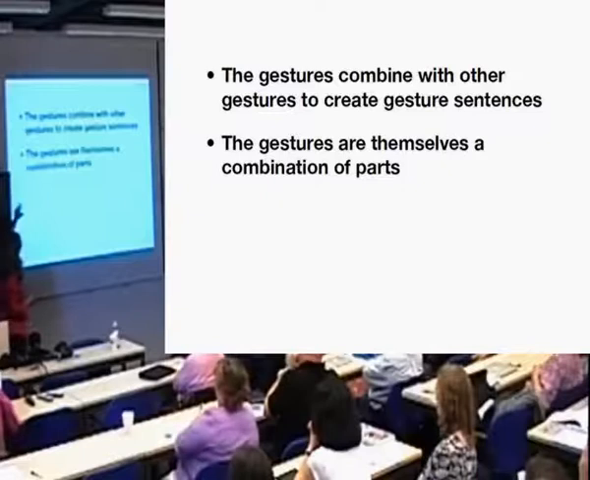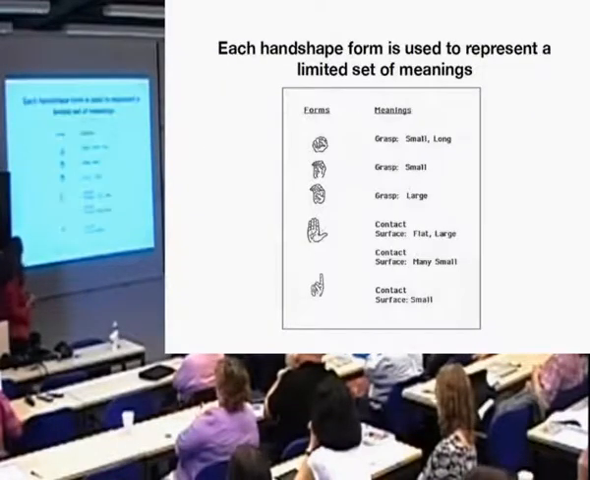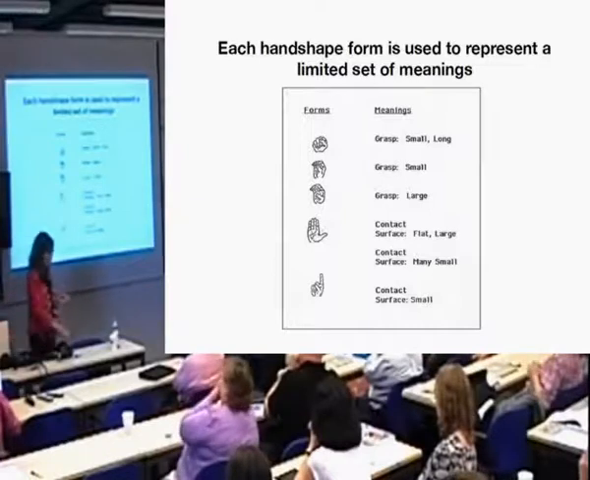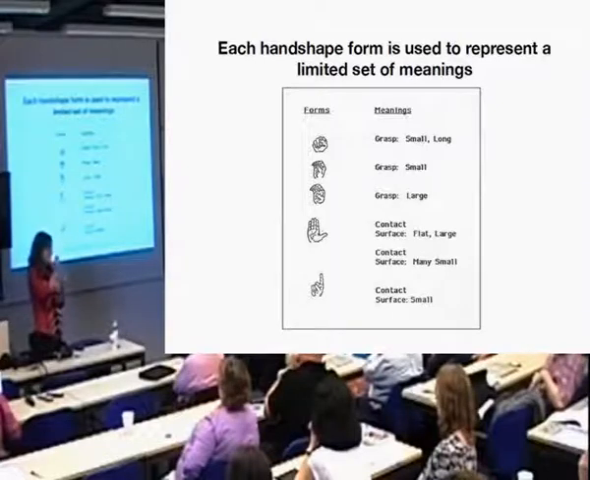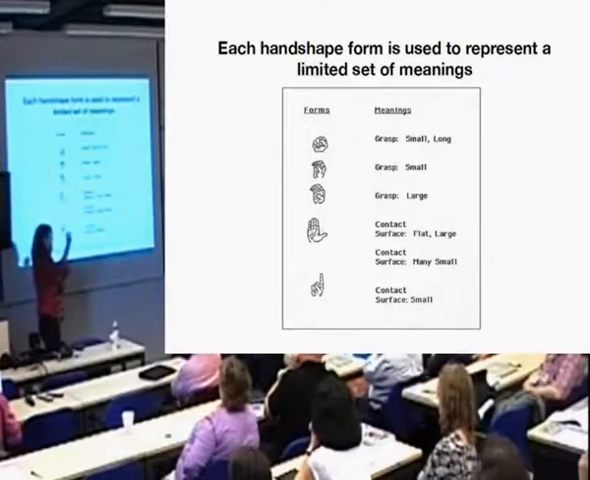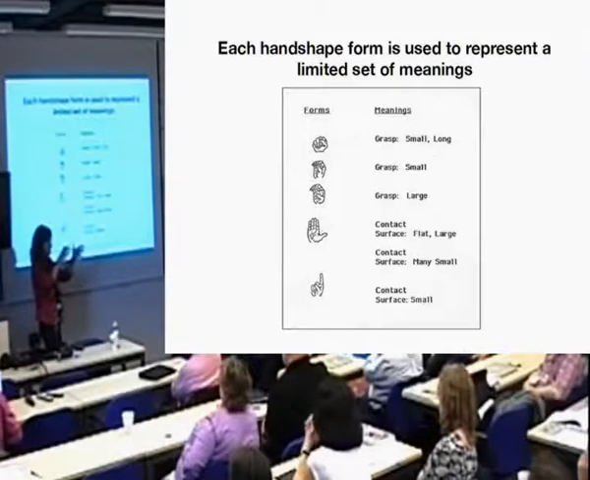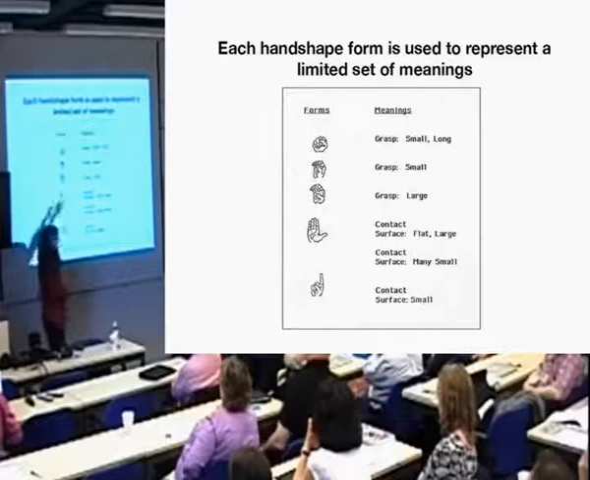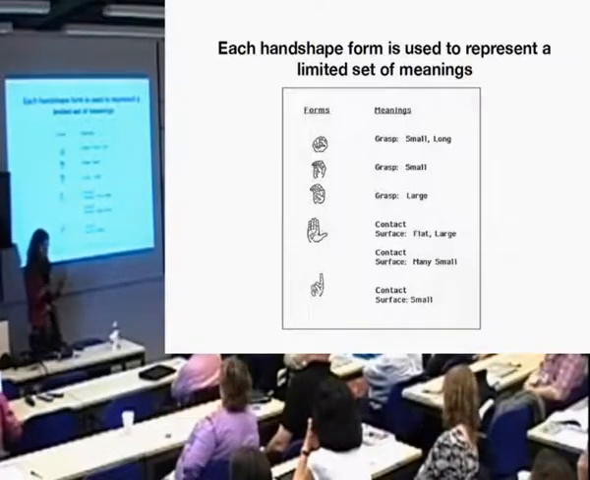In addition, the gestures are themselves a combination of parts. I want to quickly give you an illustration of that as well. What we did to figure this out is we took the gestures that a kid produced in one session, and we looked at the handshapes. We tried to figure out whether a particular handshape had a meaning that was characterizable. So for this kid, this particular handshape meant grasping small objects, small in diameter, that are long, some number of inches. And we came up with a whole set of descriptions of form-meaning pairs for that kid's gestures in a single session.